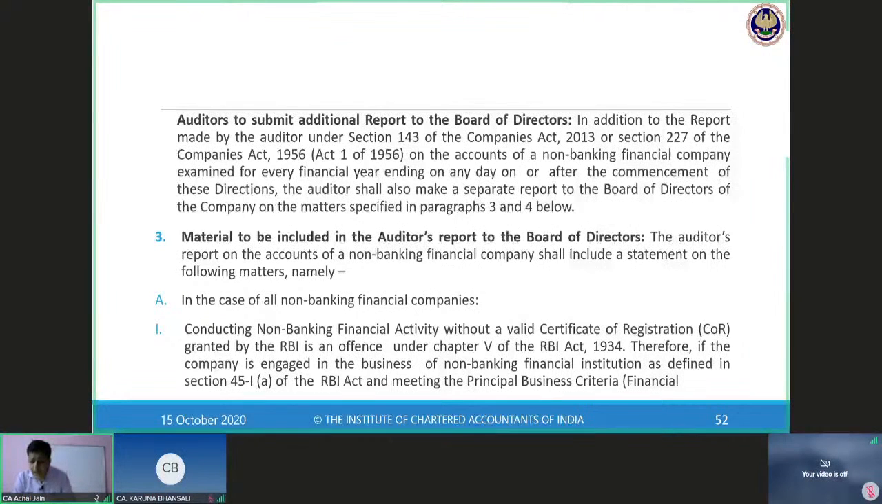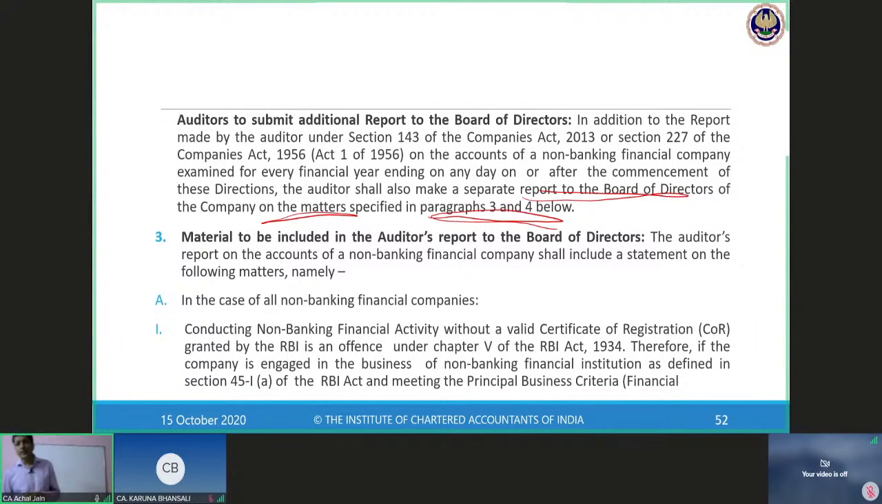Auditors are to submit an additional report to the Board of Directors in addition to the report made by the auditor under the Companies Act or any of the provisions of the Companies Act, on the accounts of the NBFC which are examined for the financial year ending on any day on or after the commencement of these directions. Auditors shall also make a report to the Board of Directors on the matters specified in para number 3 and 4. So what are these matters?